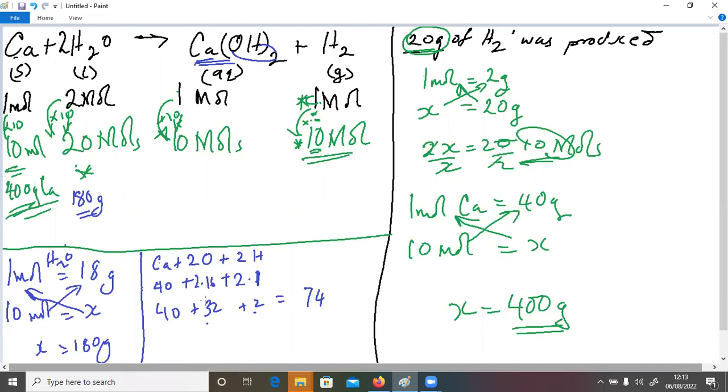So if 1 mole is equal to 74 grams, 10 moles will be equal to what? 740 grams.